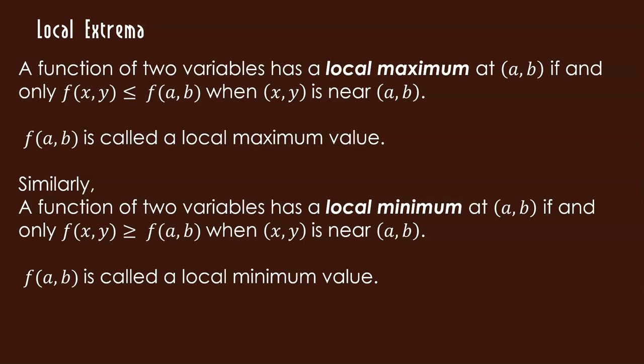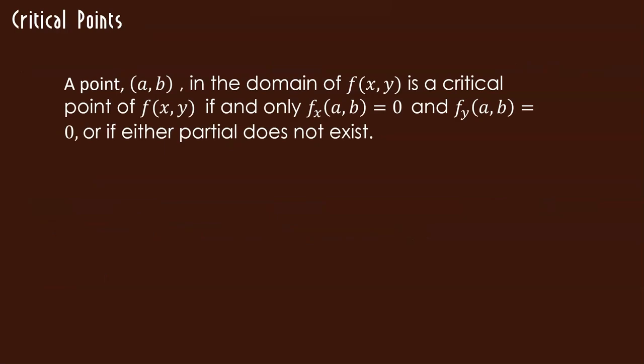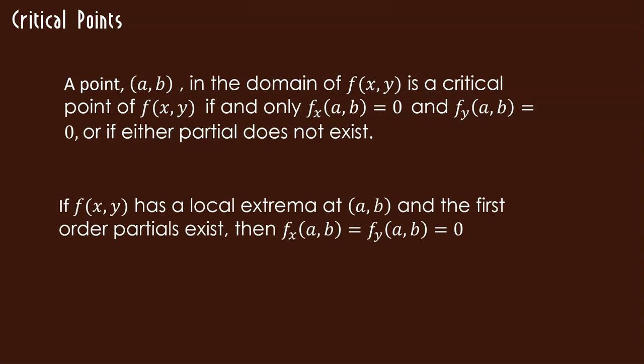So how do we find these things? Let's get a definition here. Critical points, you knew that was going to come in here. For a point in the domain of your function, it will be a critical point if both first order partials are equal to 0, or if either partial does not exist. If f(x, y) has a local extrema at a point (a, b), and the first order partials at that point exist, then the partials at that point must equal 0.